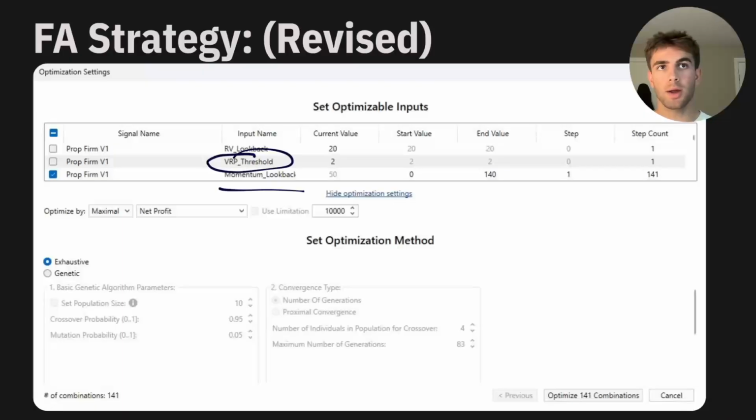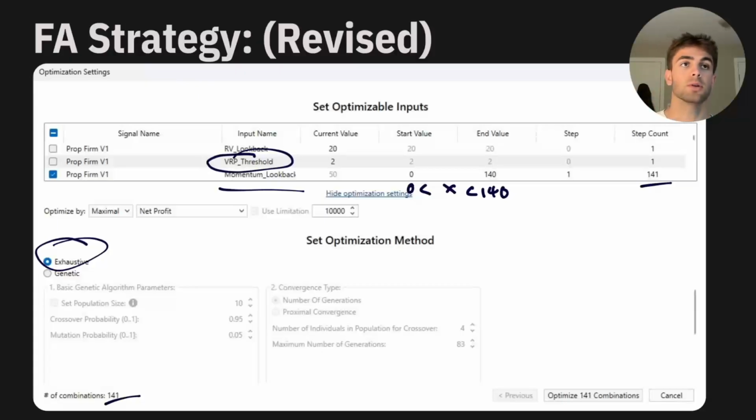So I reran the optimization, only varying momentum lookback, and had it vary in a much wider range, 0 through 140, with steps of only 1 unit. That's 141 steps, because 0 is 1 step, and then 1 is the second step. Again, I ran an exhaustive grid search because there were only 141 combinations. If there are more than 1,000, then I've heard it's recommended to not use an exhaustive grid search and to instead use a genetic one.